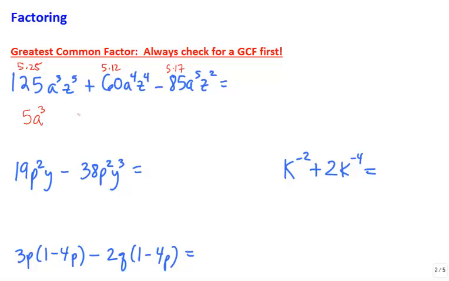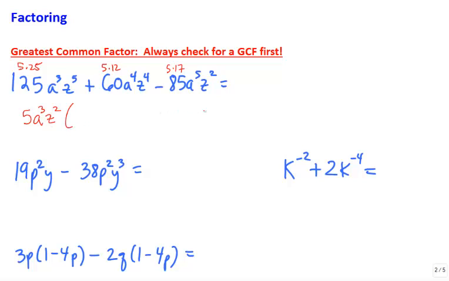And if I look at my z's, I have a z to the fifth, a z to the fourth, and a z squared. Again, we have to take out the smallest power that they all have. And the smallest power that I see is z squared. So I'm going to factor out a z squared as well. So that is called your GCF, 5a^3z^2.